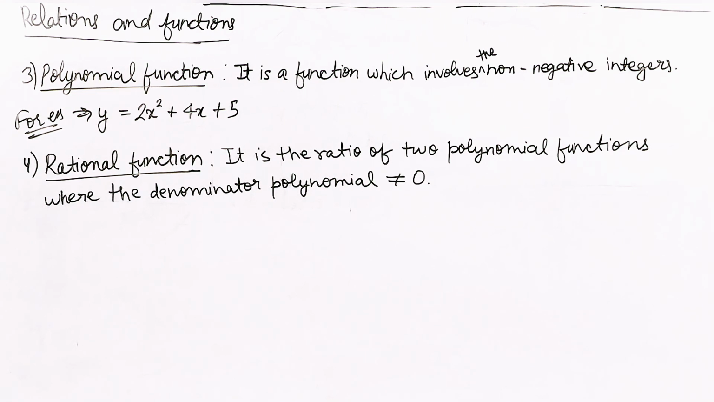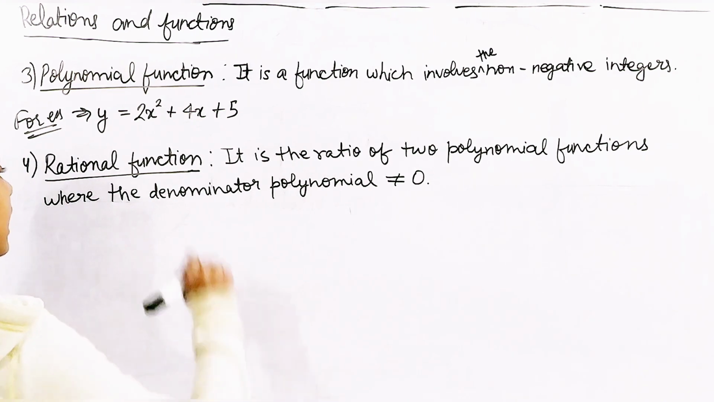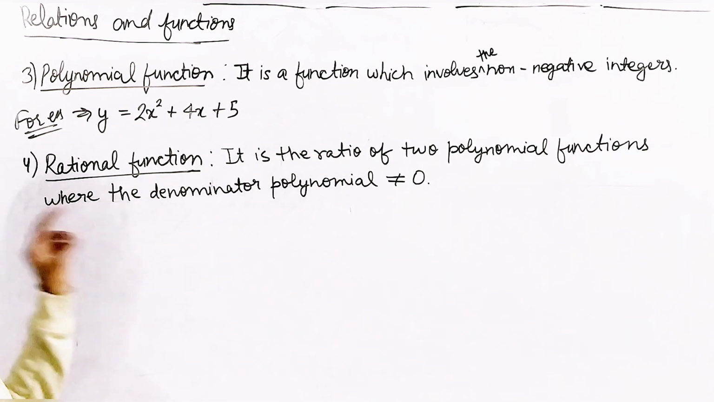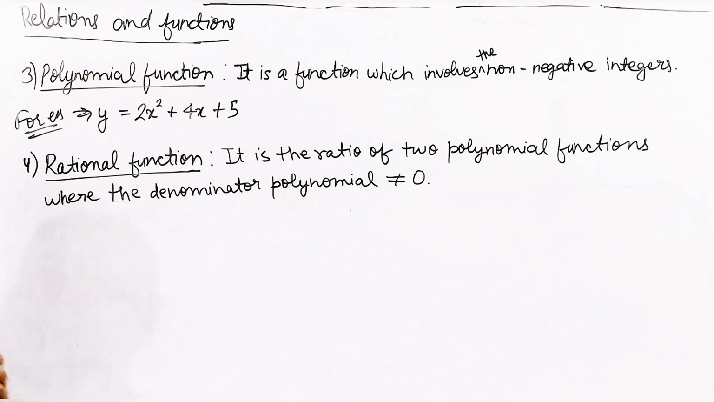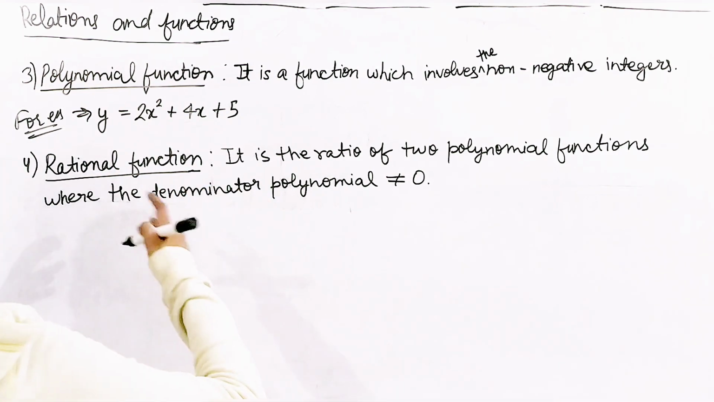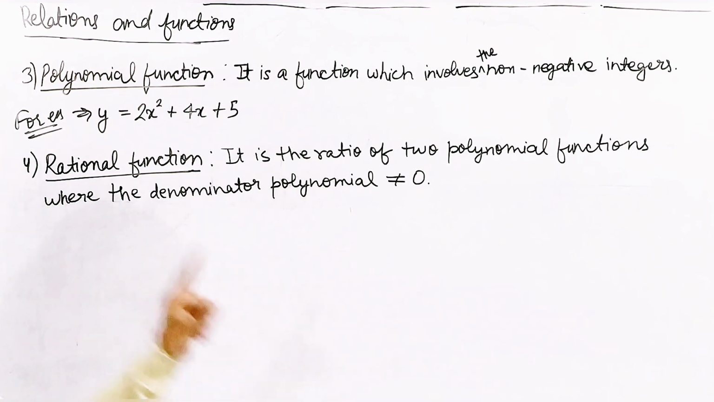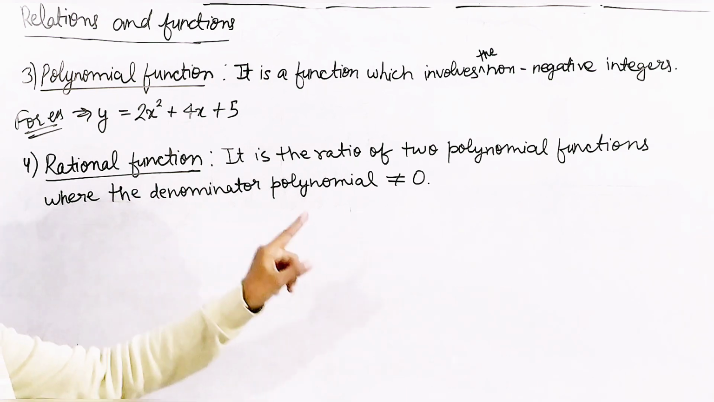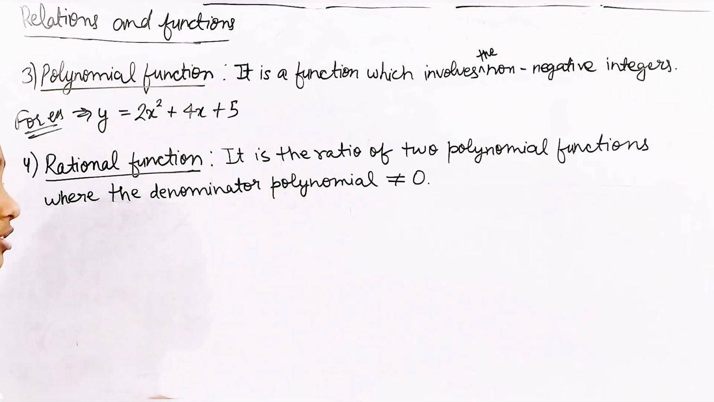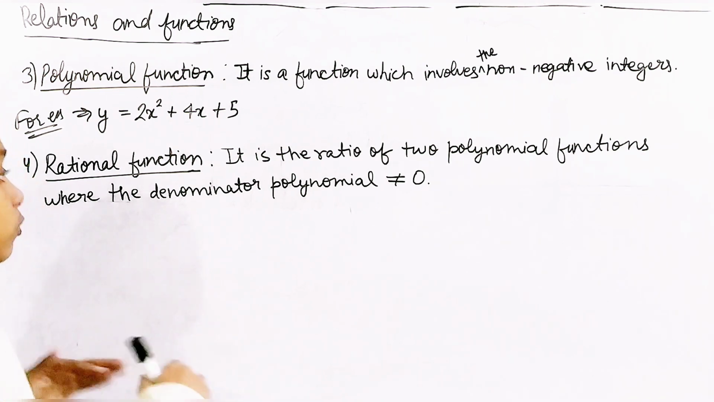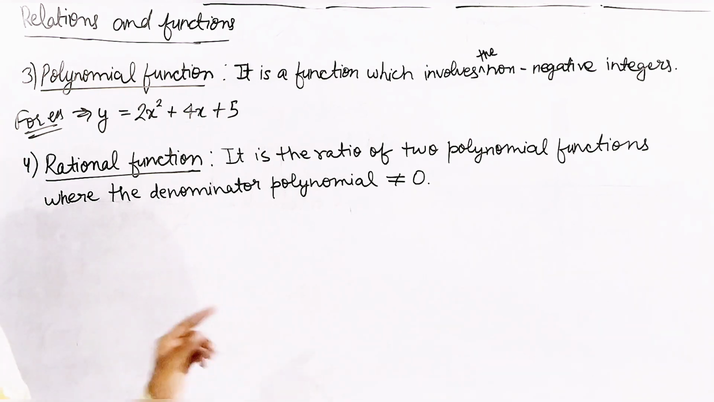So what does this mean? It's just really simple. It is the ratio of two polynomial functions. So rational function is related to polynomial function. It is talking about ratios. Rational function tells us the ratio of two polynomial functions. And one more thing is that the denominator polynomial is not equal to 0. It's never going to be equal to 0.